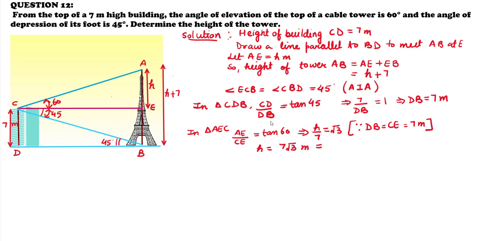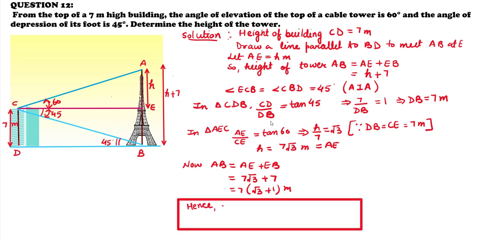So now we have both values, value of AE and EB. So we can tell the height of tower. So AB is equal to AE plus EB, that is equal to 7 root 3 plus 7. So in that 7 is common. So we have 7 into root 3 plus 1. Hence the height of the tower is 7 into root 3 plus 1 meters.